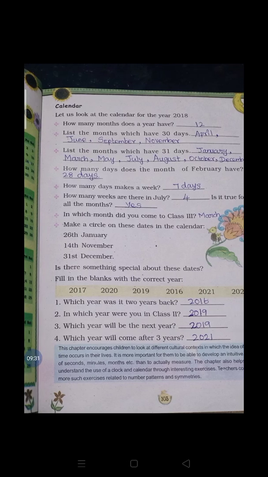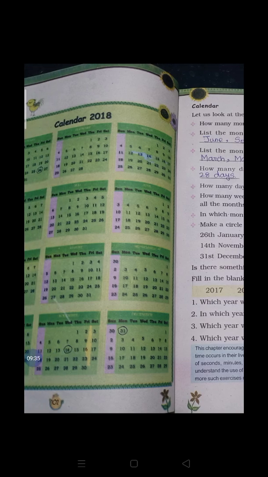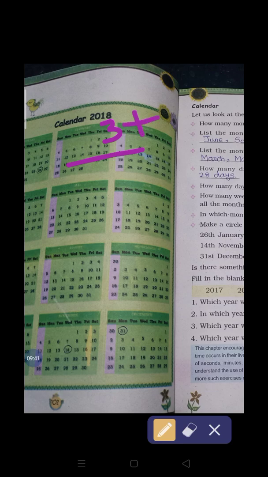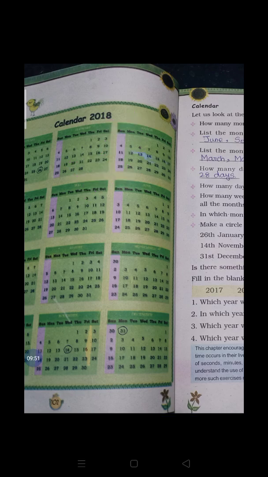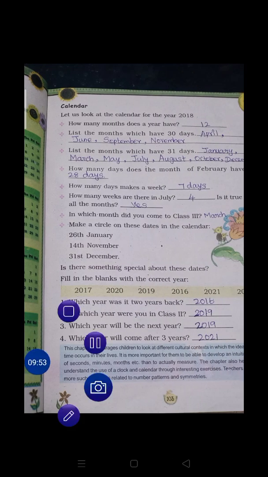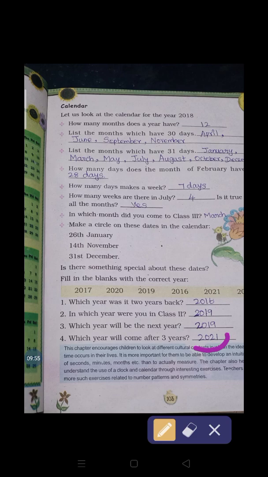Fourth question, which year will come after 3 years? You have to add 3 to the given year. So 8 plus 3 is 11. Here we have 1 carryover. So 2021. 2021 is after 3 years.